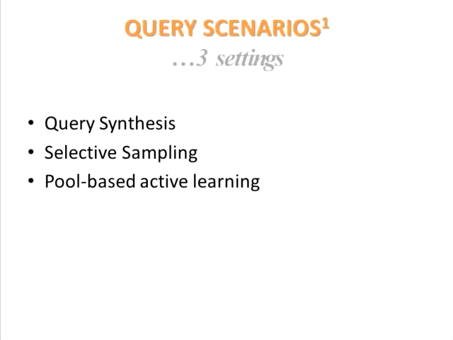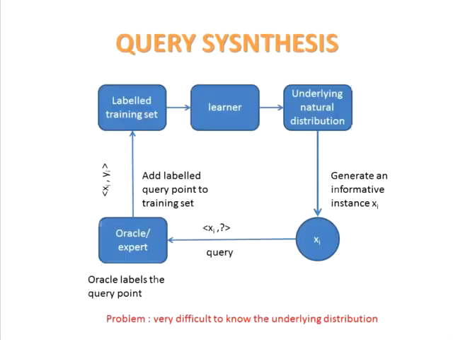Now there are three query scenarios or settings that we have. First is query synthesis, then selective sampling, and then we have pool-based active learning. I'm going to talk briefly about each one of them. Now query synthesis is the ideal scenario. Here you know the underlying natural distribution from which all the points are being drawn. You generate a very good informative instance xi, and then you query the oracle for this instance, get its label, add it to the training set, and then retrain your learner.